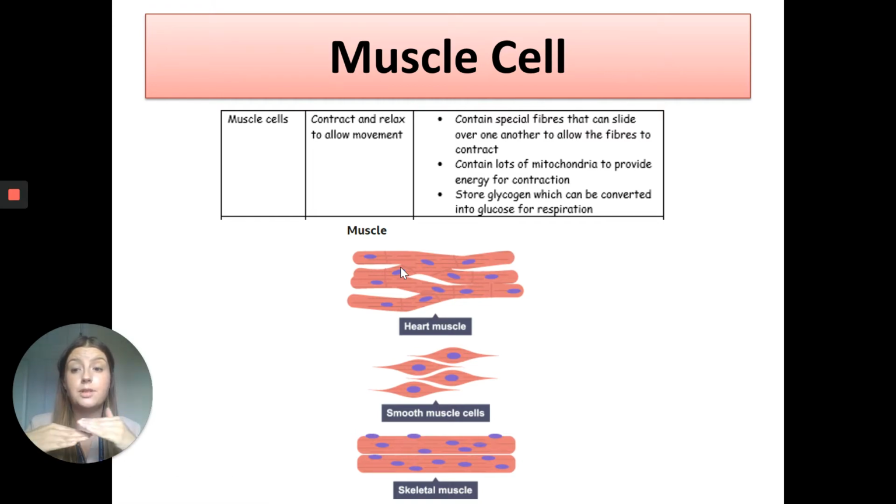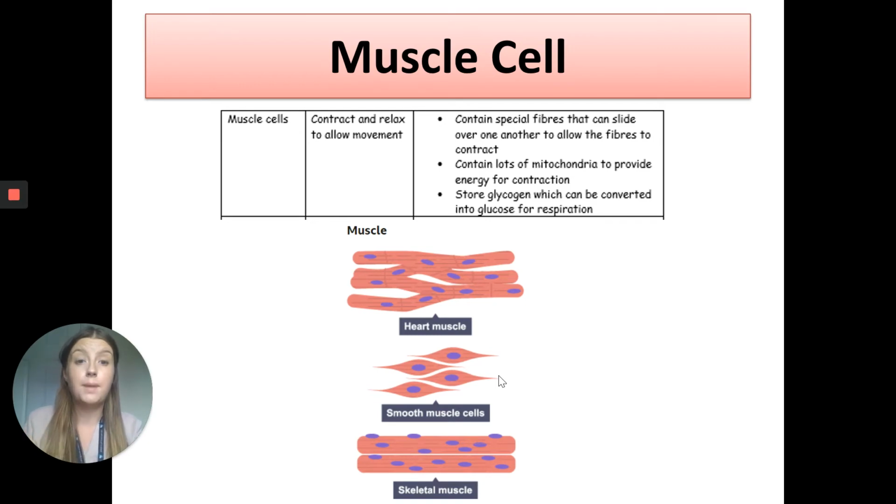Okay? And because they slide over the top of each other, those fibres can then contract. Again, you'll notice, just like in the sperm cell, there's lots and lots of mitochondria. Now, those mitochondria serve exactly the same purpose, lots of respiration, and therefore large release of energy. Okay, and then there's also a store of glycogen. Now, glycogen is the storage molecule of glucose. So when we've got excess glucose in our body, it's stored as glycogen.